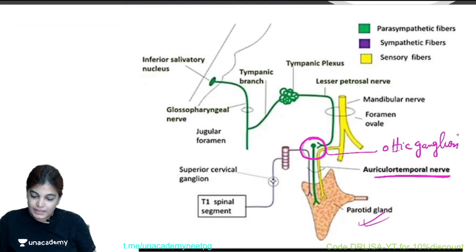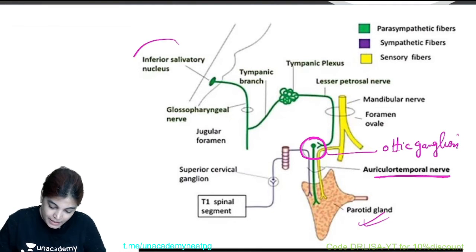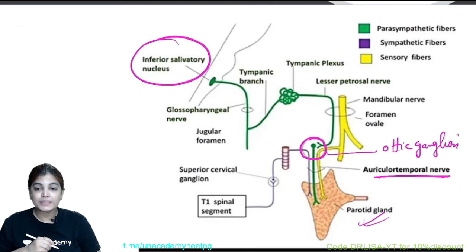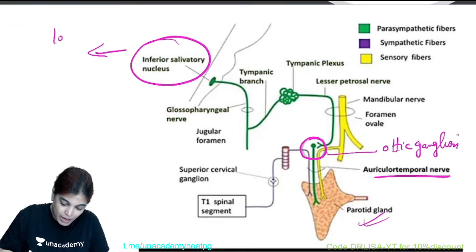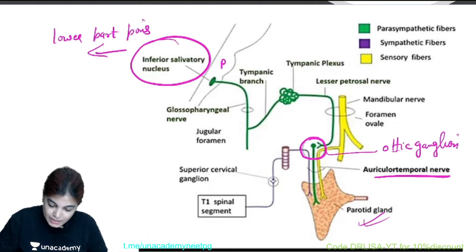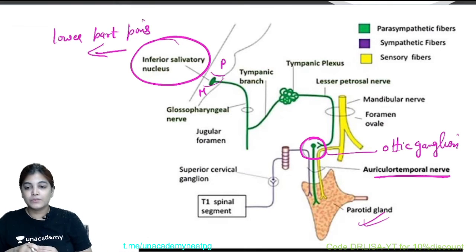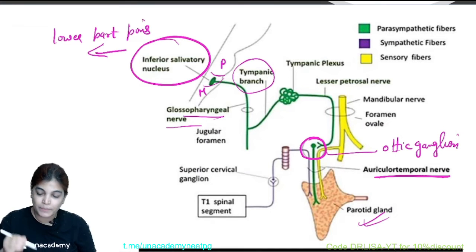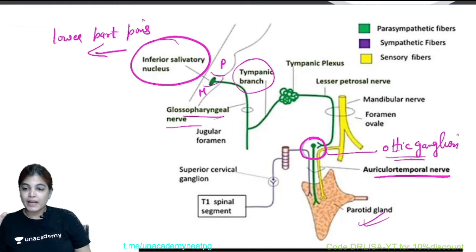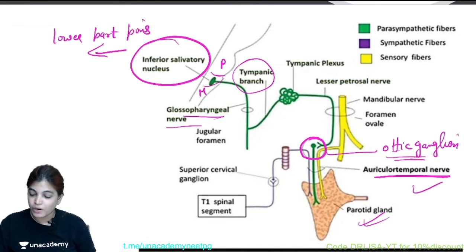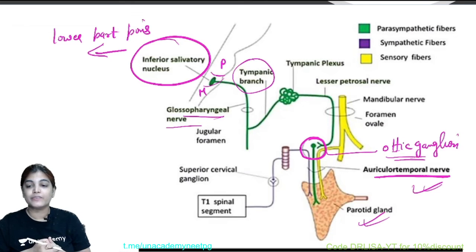Just see in this diagram, the important things can be visualized. The preganglionic fibers arise from the inferior salivatory nucleus, located in the lower part of the pons, very close to the pontomedullary junction. You can see here, this is pons, this is medulla. It gives a branch through the glossopharyngeal nerve, the tympanic branch to the tympanic plexus, then through the lesser petrosal nerve. The preganglionic fibers relay in the otic ganglion, and from here the auriculotemporal nerve arises and gives secretomotor fibers to the parotid gland, which is required for watery secretion.